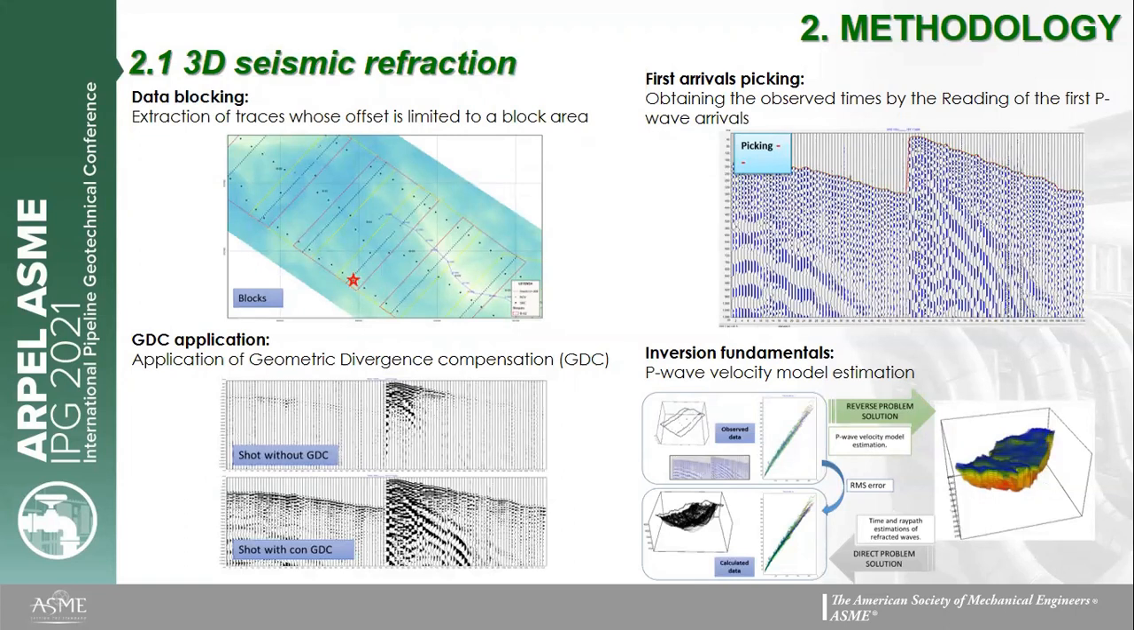In these gathers, the first arrivals of seismic P waves are picked, representing the time it takes for the waves to travel from source to a receiver. These measured times then go through several iterations of tomographic inversions, which consist of varying the velocities within the cells of a three-dimensional grid until the calculated times are very close to the measured ones. This procedure will result then in a 3D model of the P-wave velocity.